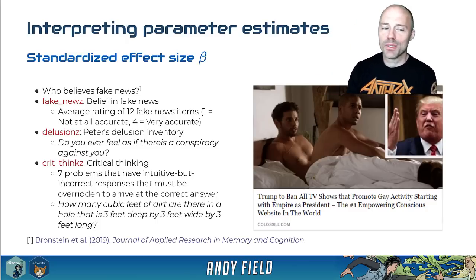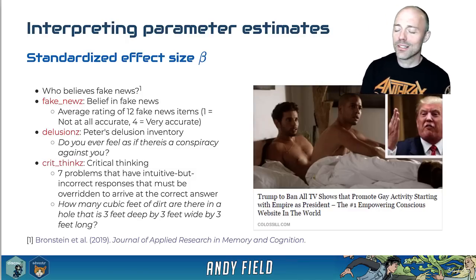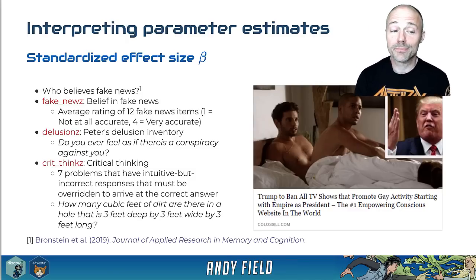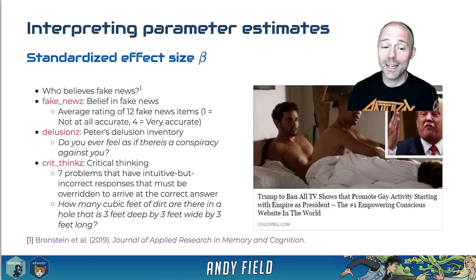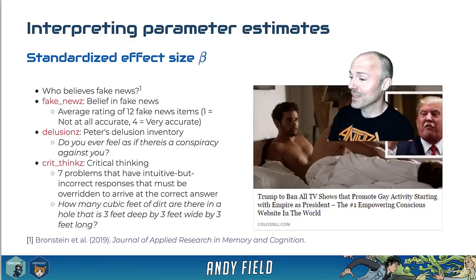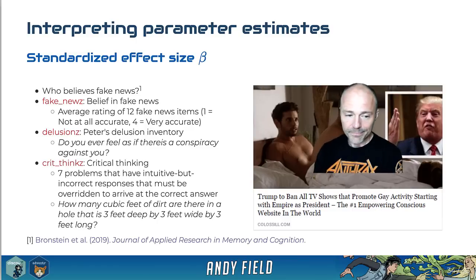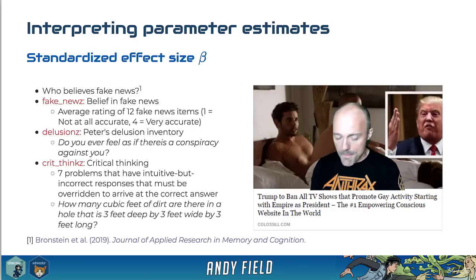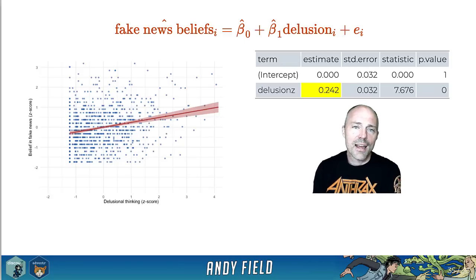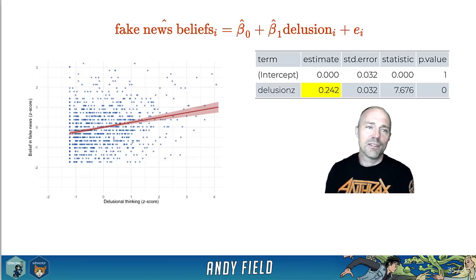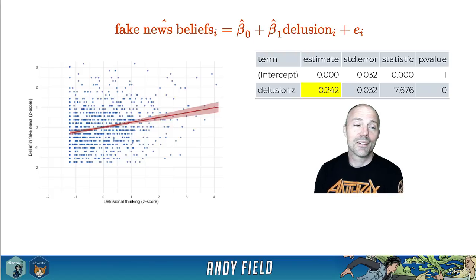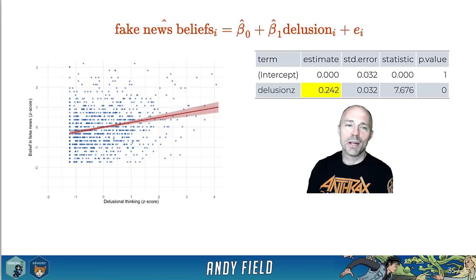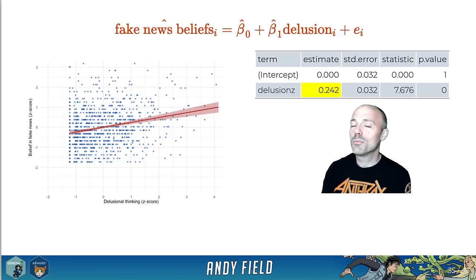Now the intuitive response to that is to go 3 times 3 times 3, 27. But of course that's the wrong answer, because in a hole there are no cubic feet of dirt, because it's a hole. So they had these measures, and we're just looking here at belief in fake news. We will come back to this example in another week, but we are trying to predict fake news beliefs from delusional thinking.